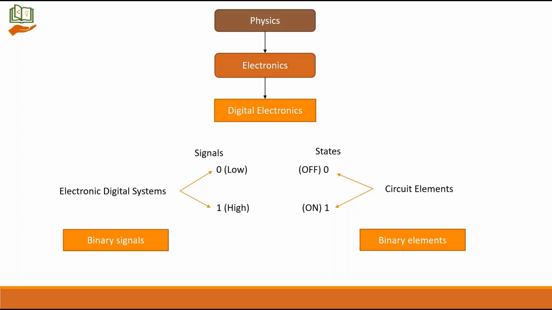Binary signals are involved in electronic digital systems. When we take the circuit elements, binary elements are involved. What are these 1 and 0? They are the binary digits. When we say 0, it means it is a low signal as well as the off state. When I say 1, it is the on state and a high signal. So whether it's a digital system represented by signal or a circuit represented by state, there are only two digits involved and they are called binary digits. From the term binary digit, we derive the word bit. Binary digit is what we call a bit.